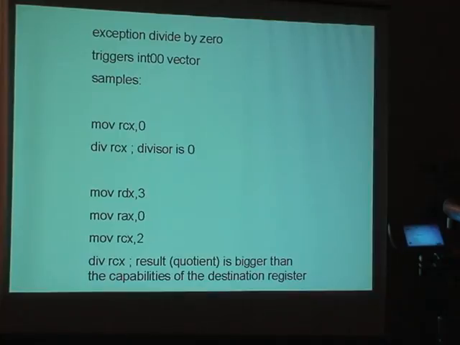Some examples of exceptions everybody knows. Exception divide by 0. This exception triggers the interrupt 0 vector. Here are some samples: the divisor is 0, or the result is bigger than the capabilities of the destination register. This instruction isn't allowed to complete. This is the fault type of exception.